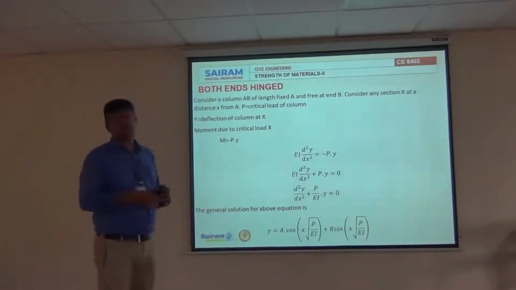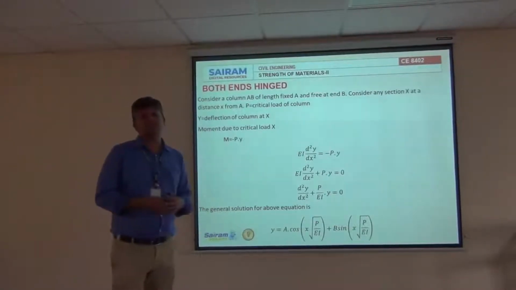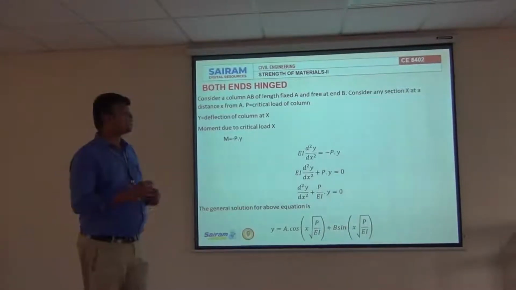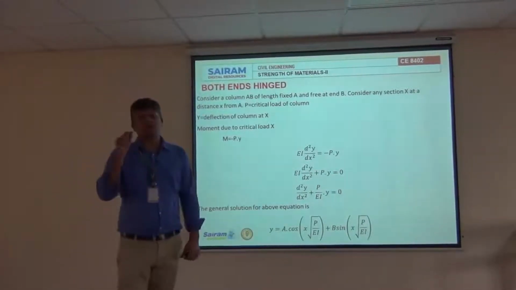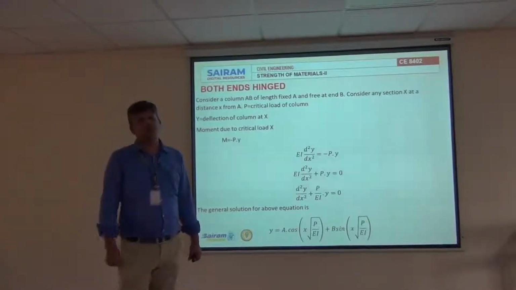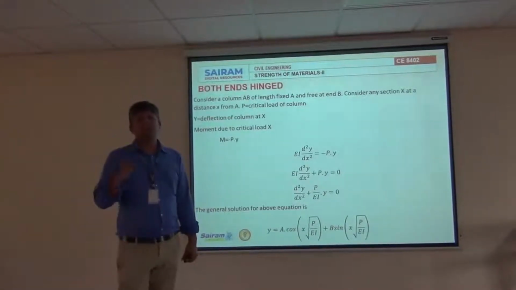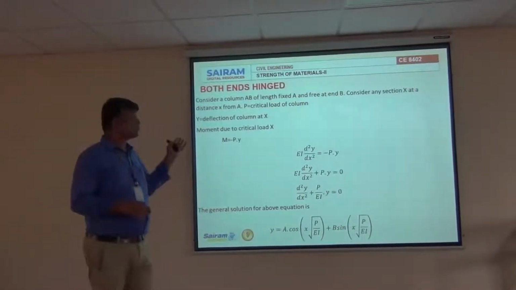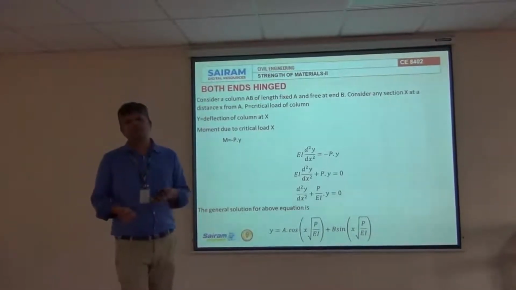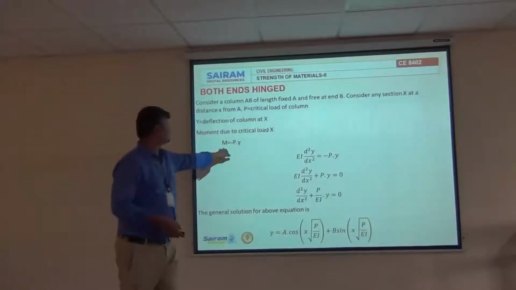We are considering a column of length AB. One support is A and the other support is B. Both ends are hinged supports. The point load P is applied at support A as well as B. We take a section XX from A at a distance x. From that we take the moment M, equal to force into perpendicular distance. We get it as P into Y.